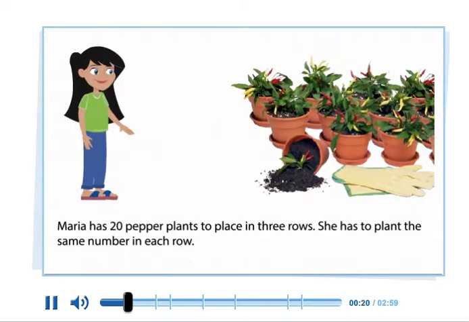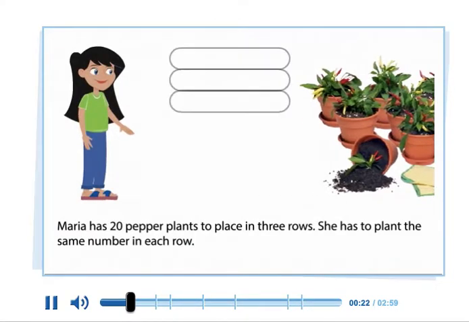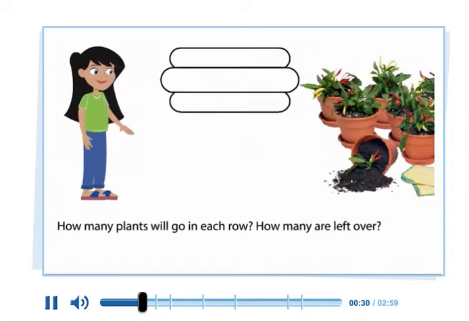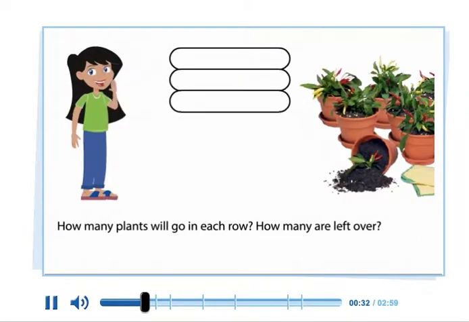Maria has 20 pepper plants to place in 3 rows. She has to plant the same number in each row. How many plants will go in each row? How many are left over?